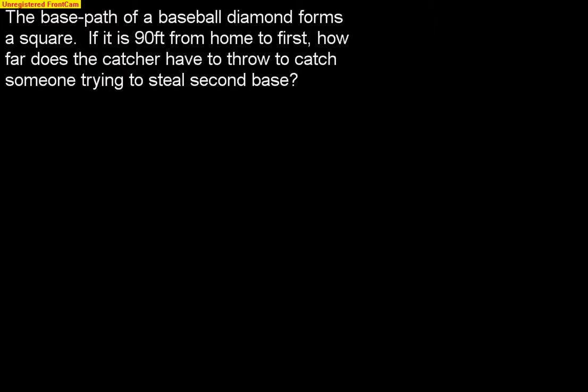Alright, now at the top of the screen we have our second story problem, and we'll approach this the same way we did the first one, knowing that, of course, these are all centered around the Pythagorean theorem. So let's go ahead and read it and get a feel for what they're asking. It says the base path of a baseball diamond forms a square.